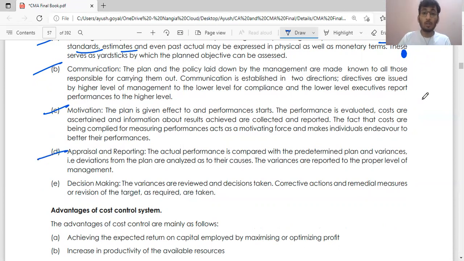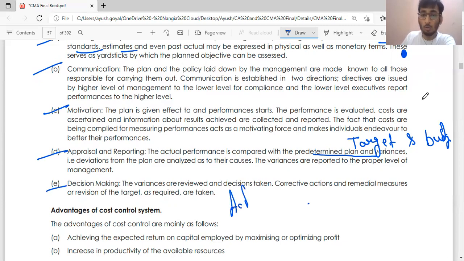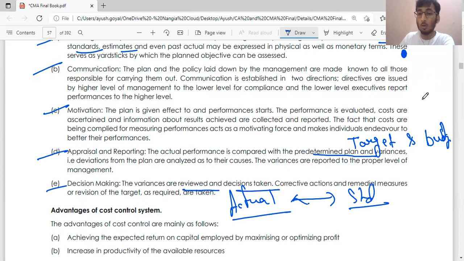Now appraisal and reporting. The actual performance at the end of the period needs to be compared with the predetermined plan. You can set targets or budgets. You compare it, and whatever the deviation is, you need to take suitable action against it. Now decision making: the variances, meaning the difference between actual and standard, are reviewed and decisions are taken. Corrective actions, remedial measures, or revision of the target.